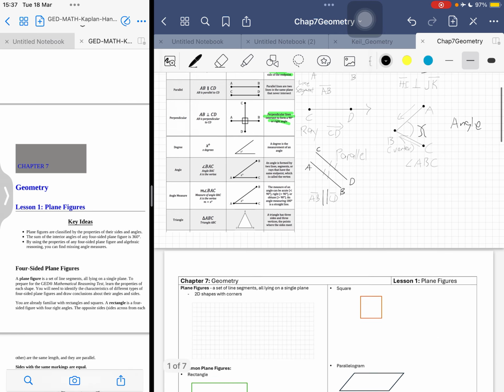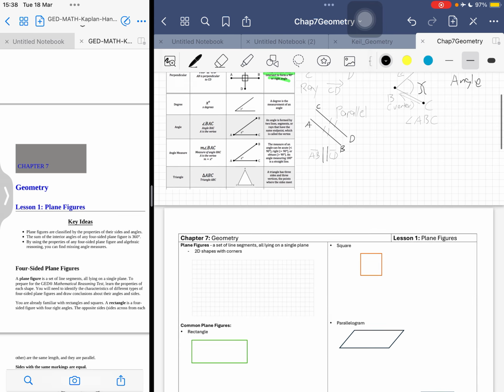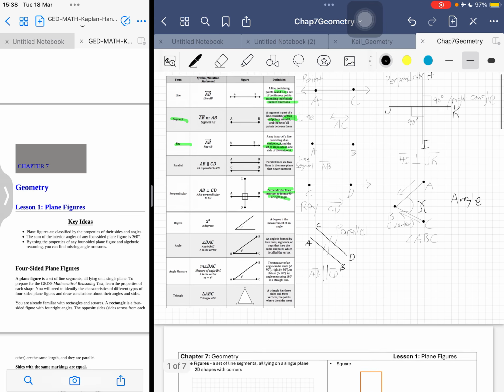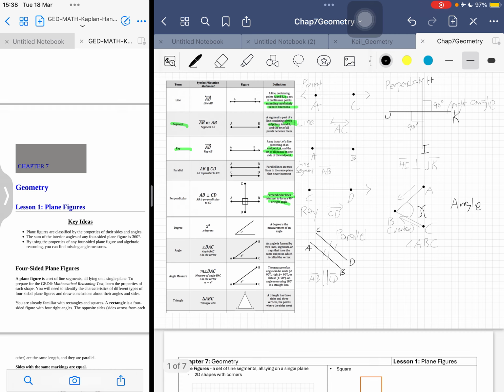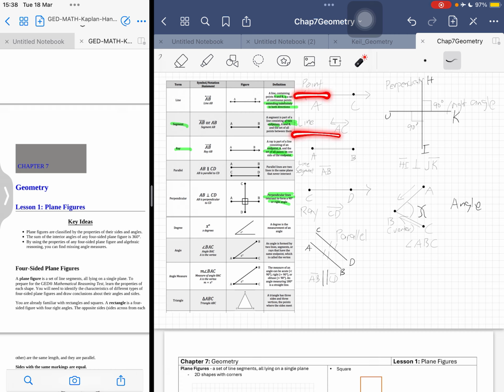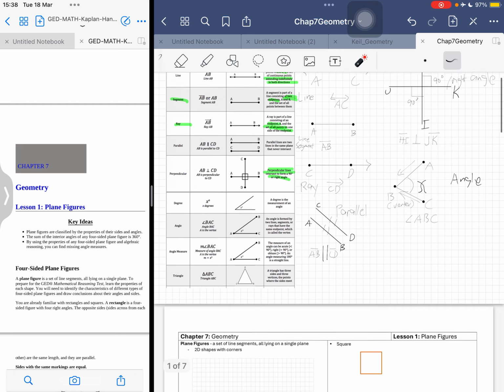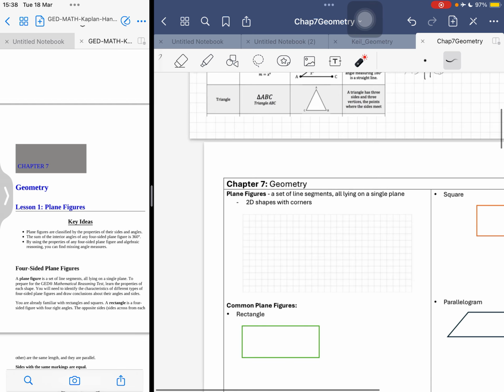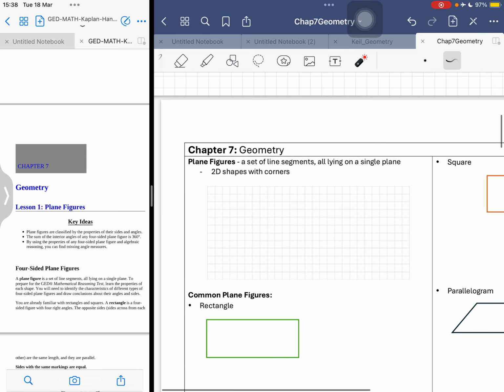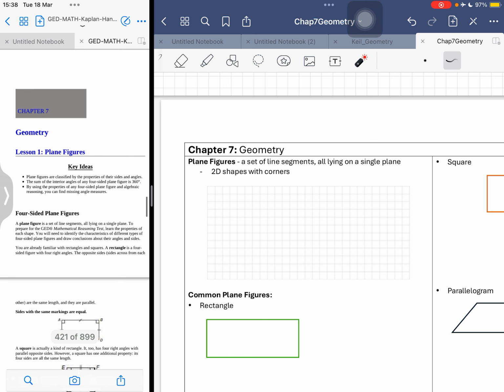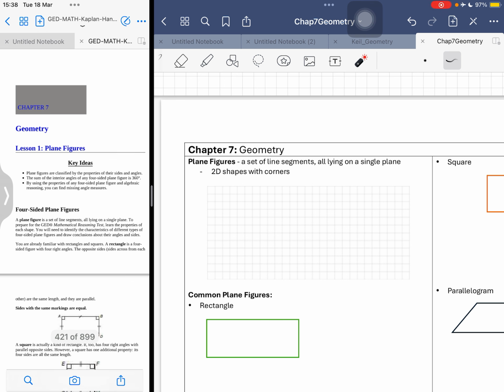Later we will cover all about it. That's it for the basic geometric notation: first is point, then line, segment, ray, parallel and perpendicular, as well as angles. Next, we will cover chapter 7 of the GED mathematics, which is about geometry. The first lesson is about plane figures.